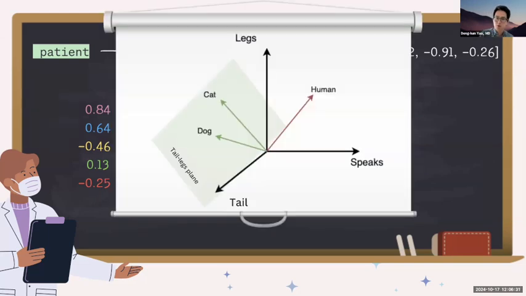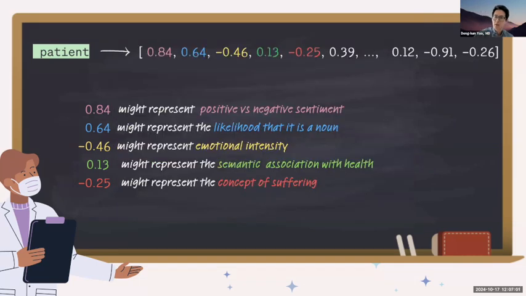And so here is a visual representation of what that might look like. This is a very basic vector space representing 3 dimensions, the tail, legs, and speaks dimension. And you can see that in this particular vector space, the vector or the angle between the concepts of cat and dog are closer than the angle between cat and human. And so in this vector space, the computer understands that cat and dog are semantically more similar in concept than cat and human.